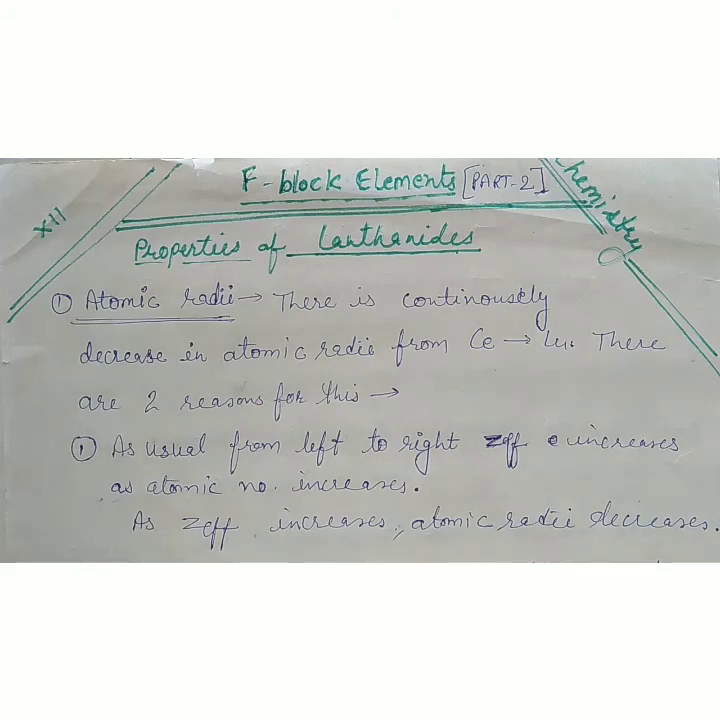We are studying here chapter 8, D and F block elements. As we have seen in the first part of F block elements, the introduction of lanthanides and their electronic configuration. Now we will discuss the properties of lanthanides. The first property of the lanthanide is atomic radii.